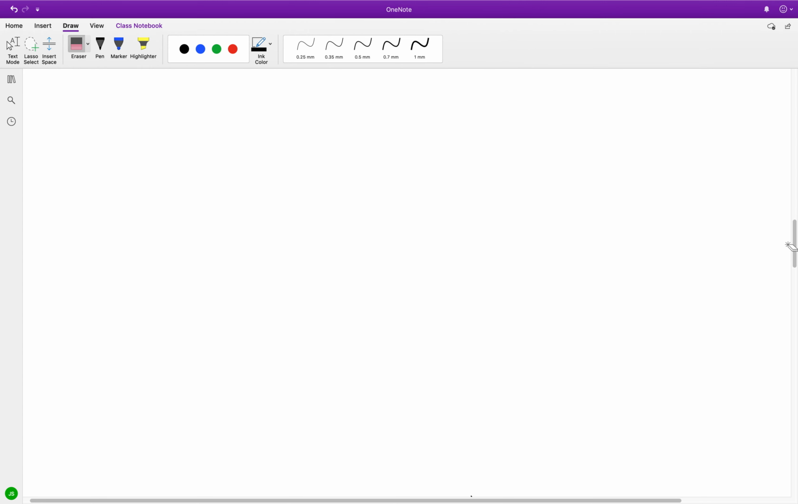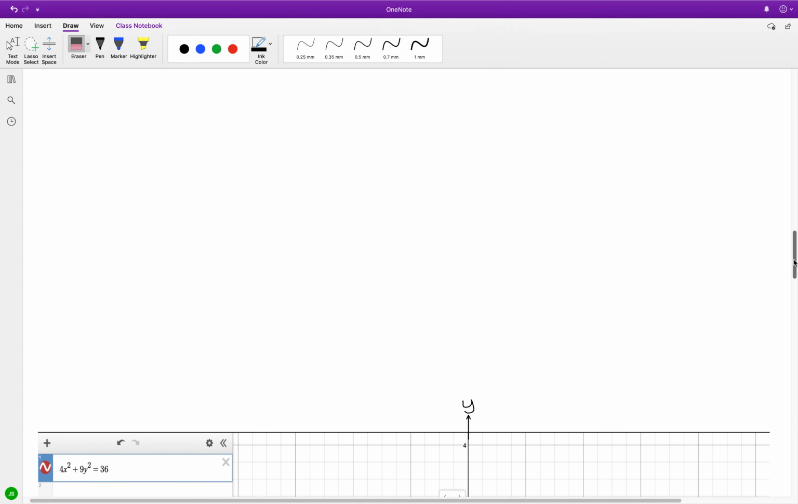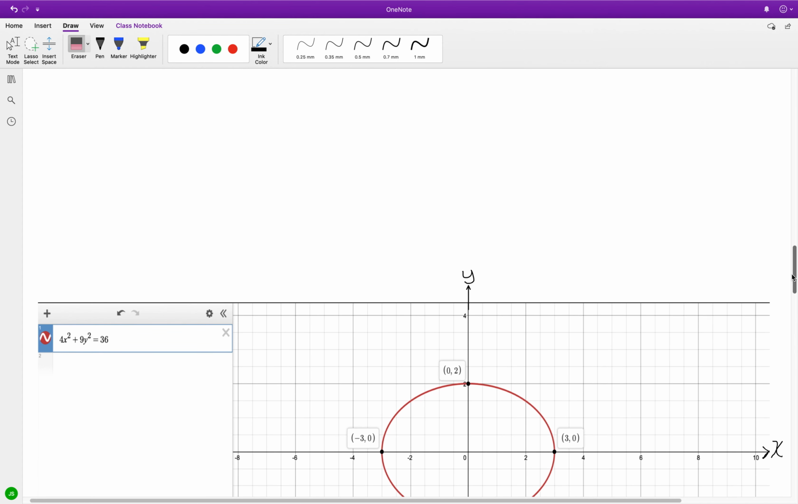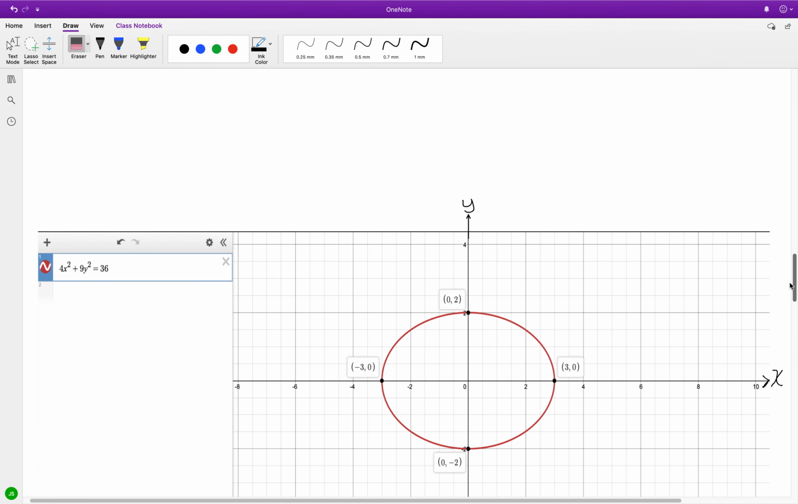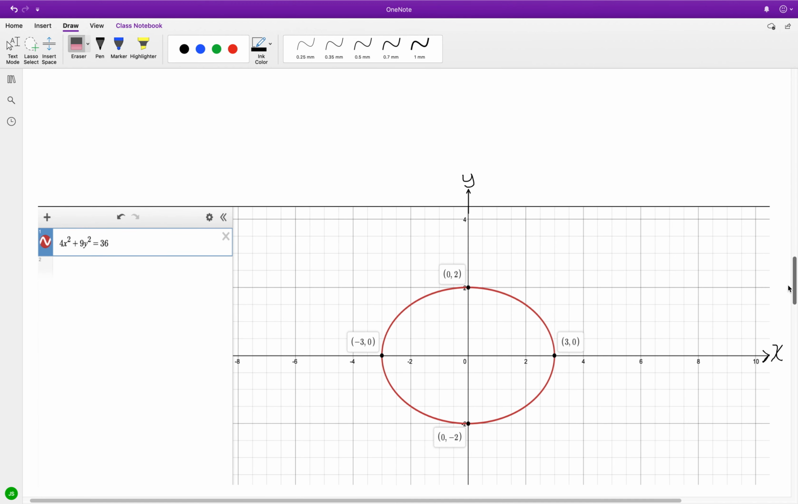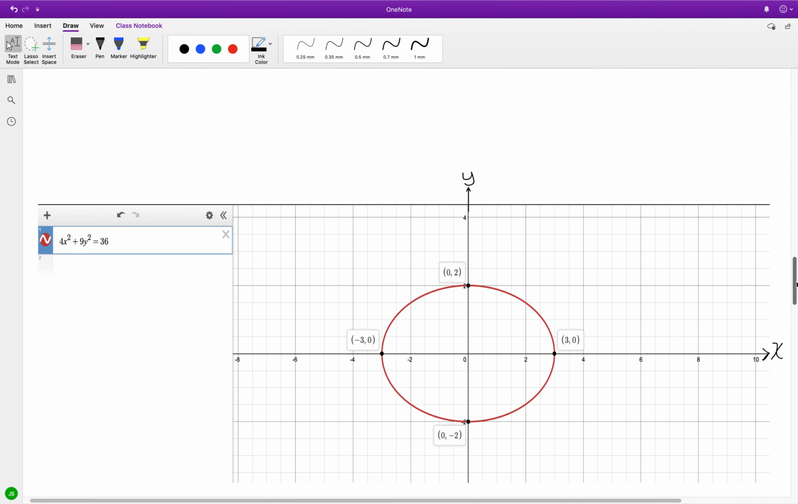As you look at the graph of 4x squared plus 9y squared is equal to 36, the figure is an ellipse. Once again, for the x-intercepts, we have (-3, 0) and (3, 0). Both points are on the x-axis. And for the y-intercepts, we have (0, 2) and (0, -2).